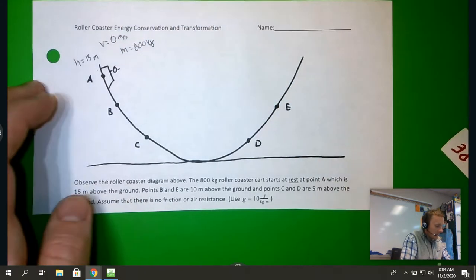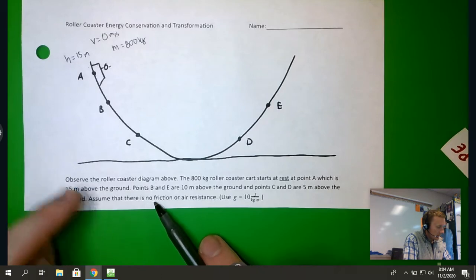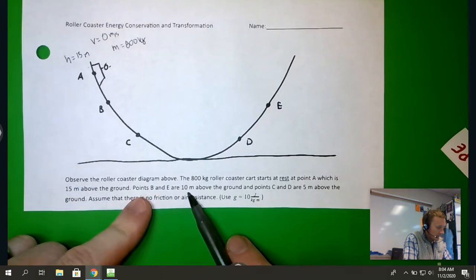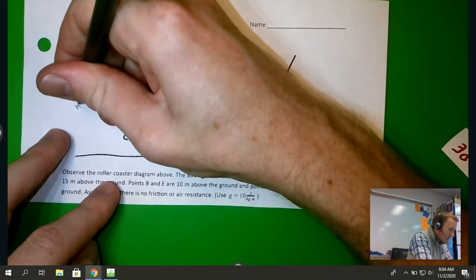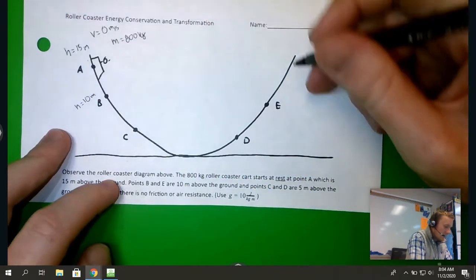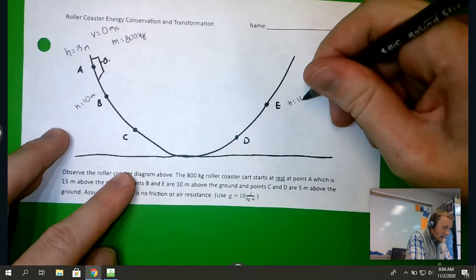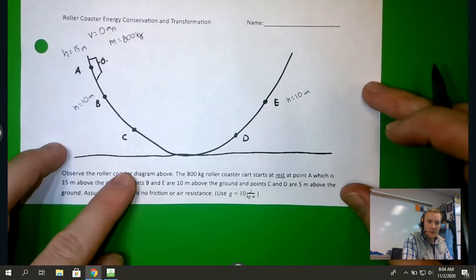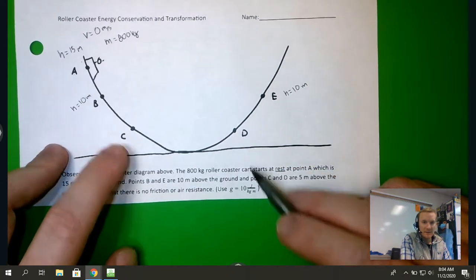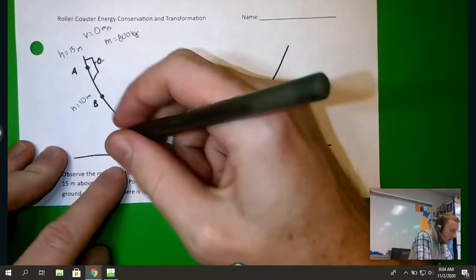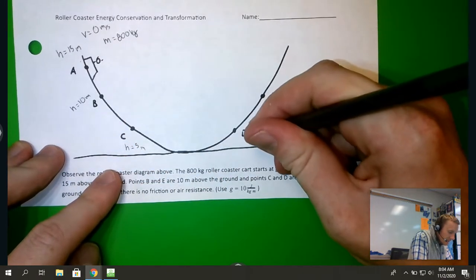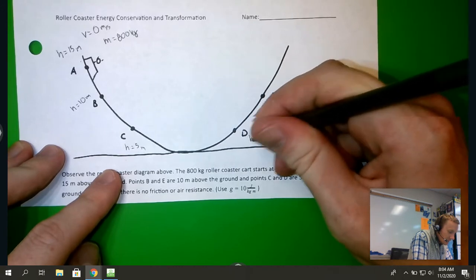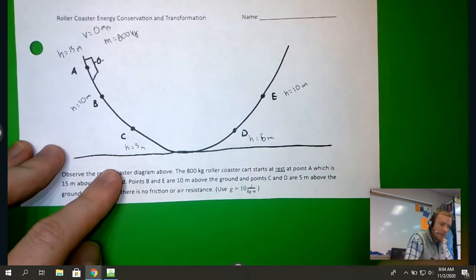Okay? I also know that points B and E are 10 meters above the ground. So at B, I'll put the height is 10 meters, and at E, I'll say the height is also 10 meters. Okay? And finally, C and D are 5 meters above the ground. So I'll say the height over here is 5 meters, and then the height at D is also 5 meters.